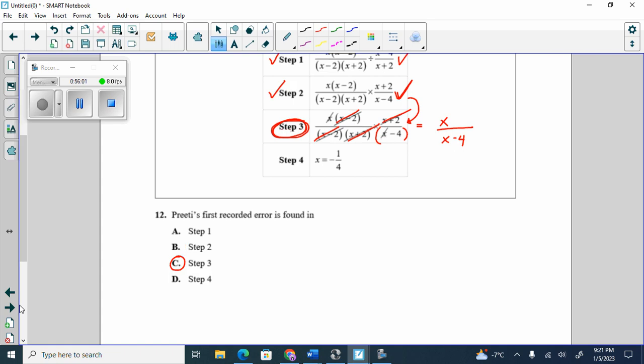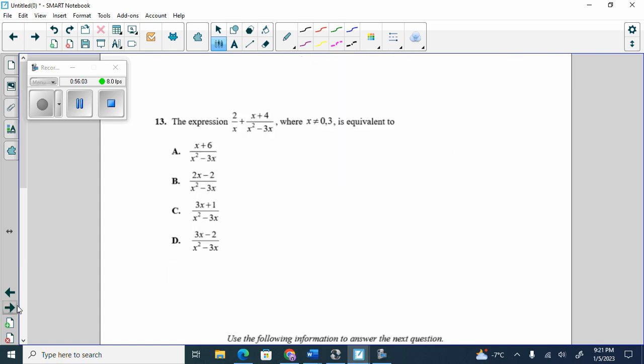All right, still not a minute, so I'm gonna keep going. I'm still not an hour, so I'm gonna keep going. Here we have to add. We have to make common denominators. So we get 2 over x, and when we're adding, we just simplify our denominators. We don't care about our numerators. So we have x plus 4 on the top of this one, and then the bottom, take an x out, and we're left with x minus 3.